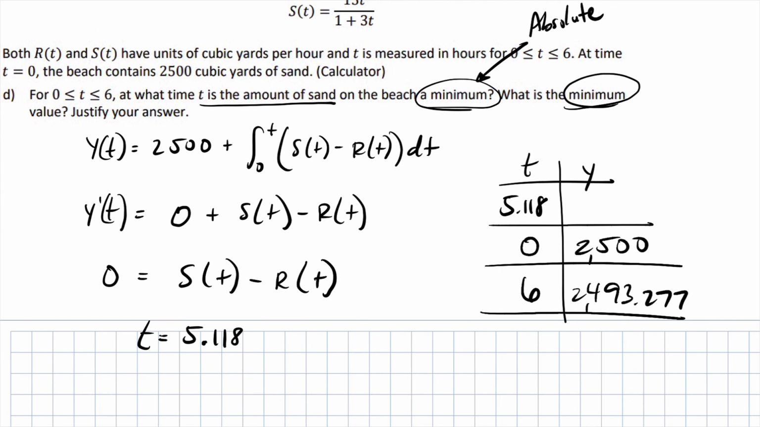When you plug in 6, you get 2493.277. When you plug in 5.118, you get 2492.369.